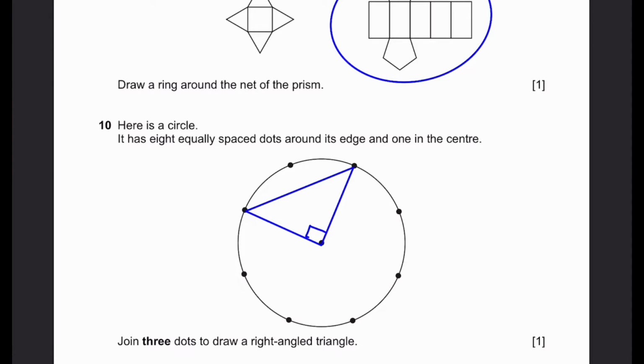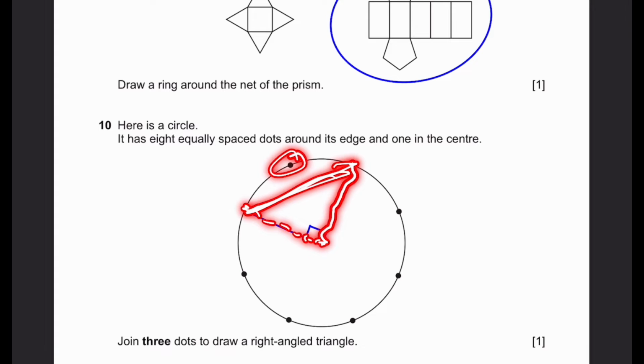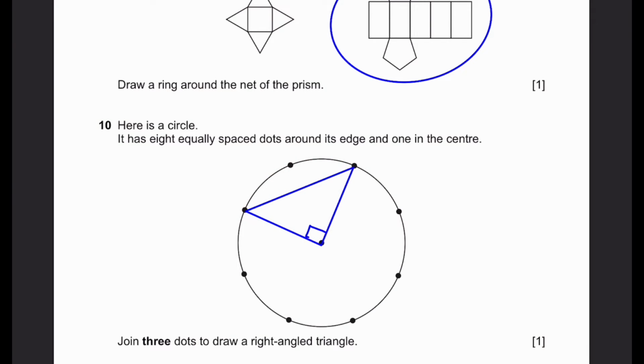So there are quite a few answers, but the general idea is that you have to draw a line from the center to one of the dots, and then from the center to the next dot after the adjacent one. And then connect the 2 dots which you drew the lines to. That's the answer. Question 11.